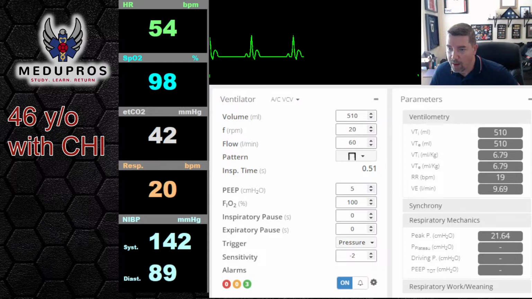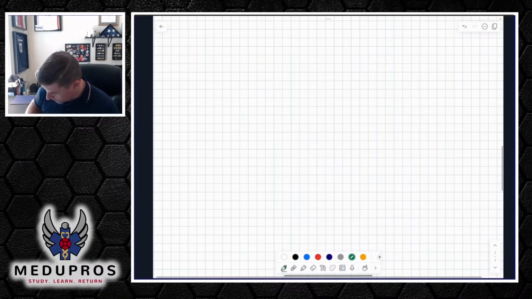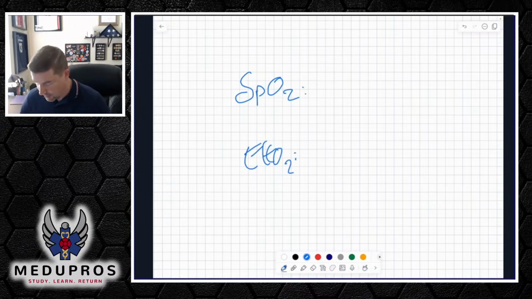Or at least, let me say that differently. The settings are matching the output, and that's good. That means that we're hitting our targets. Okay, now what you need to go find out is, is this efficient? Is this working for the patient? And to do that, it's simply SpO2 and end tidal. Okay, so we don't have to write it here, but now we can tweak these things and figure out what's going on. So let's go back.